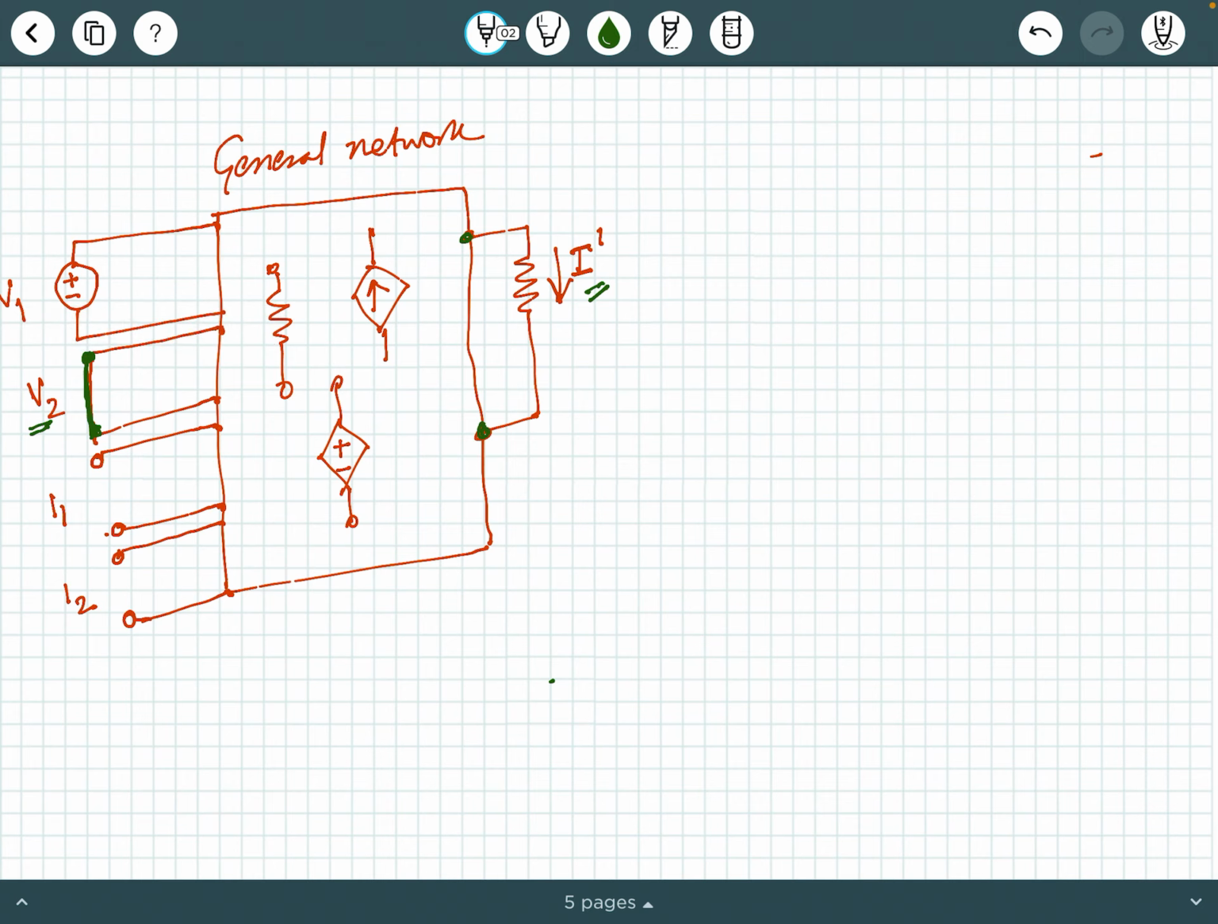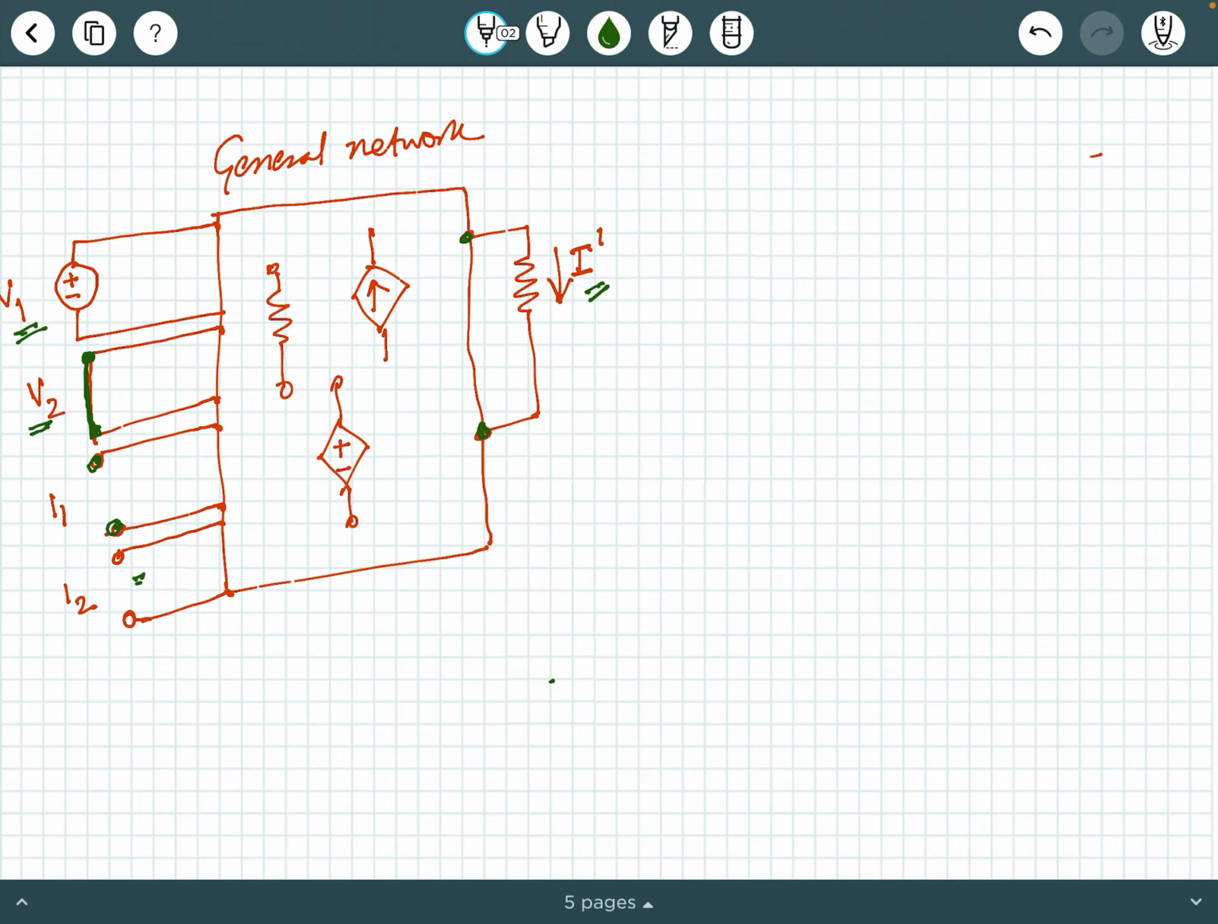Removing a voltage source is equivalent to shorting the terminals at that point. Similarly, I2 has been removed. Removal of a current source means keeping its terminals open. Similarly, the other current source has been removed in the same fashion. What remains in the circuit is only one independent source, that is voltage source V1.